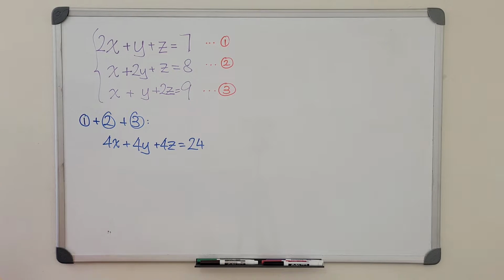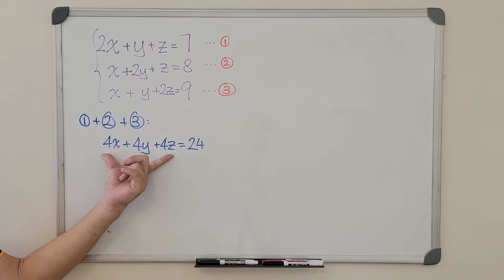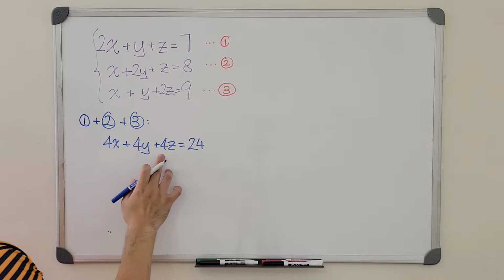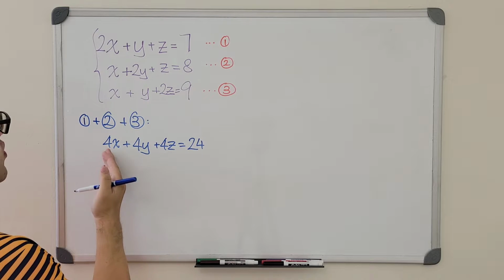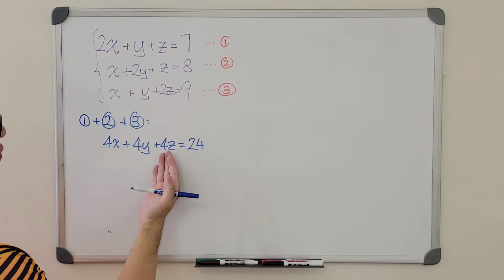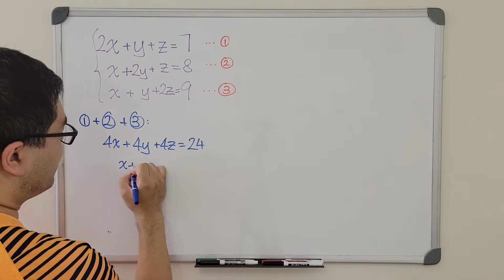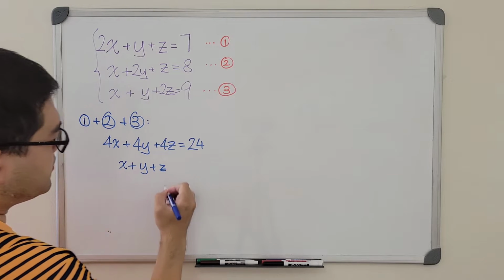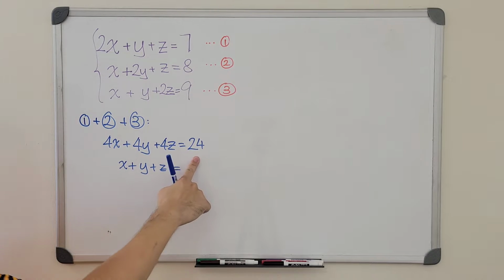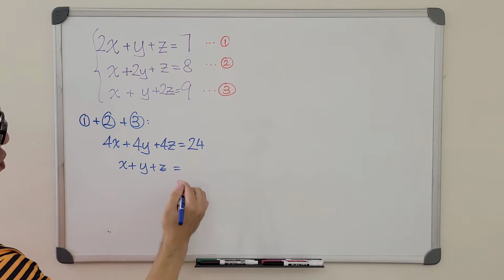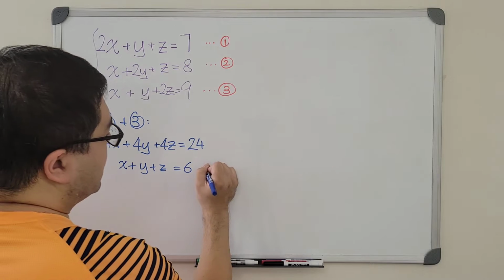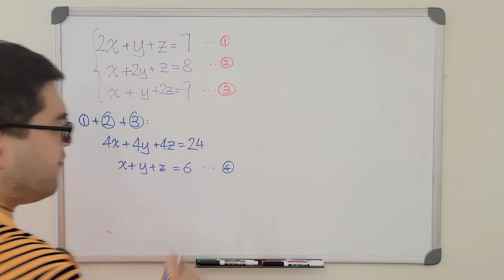Why do we want to do this? Well, in our new expression, the left-hand side has a common factor of 4. So we can divide the left-hand side by 4 to get x plus y plus z, which is equal to the right-hand side divided by 4, 24 over 4, which is 6. Let's call this our equation 4.